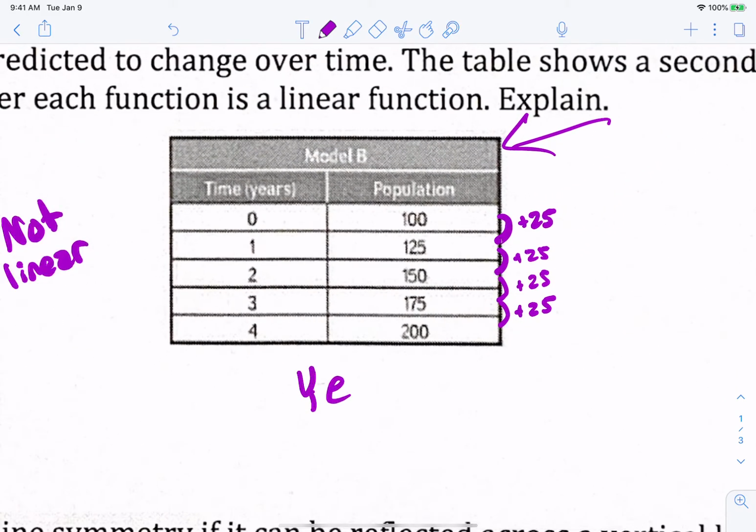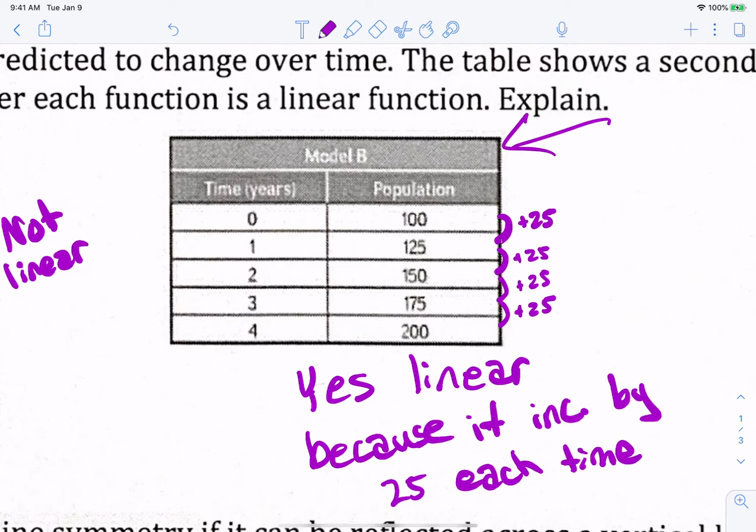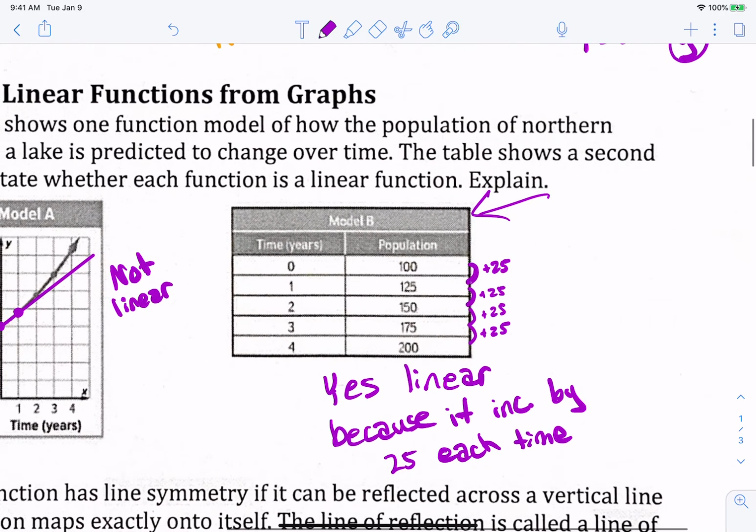Yes, linear. Because it increases by 25 each time. FYI, 25 is the slope. That's what it's going up by every time.